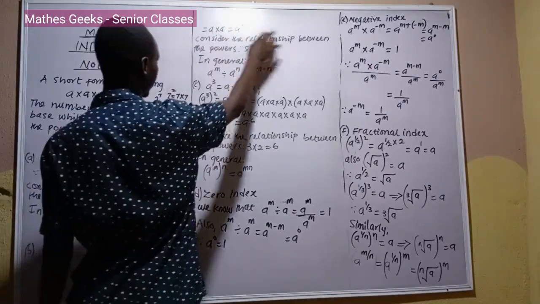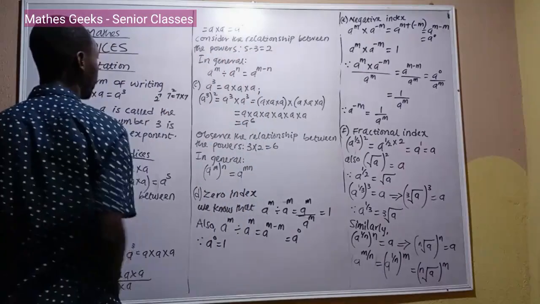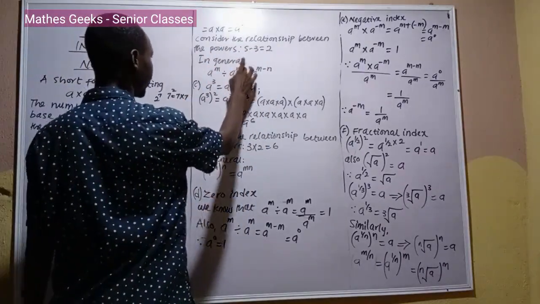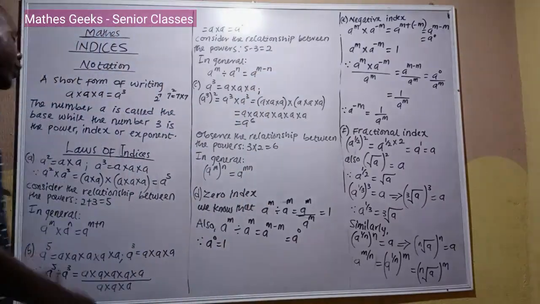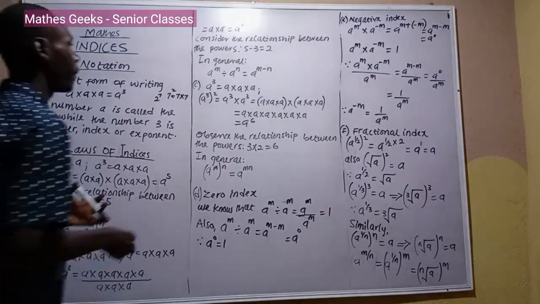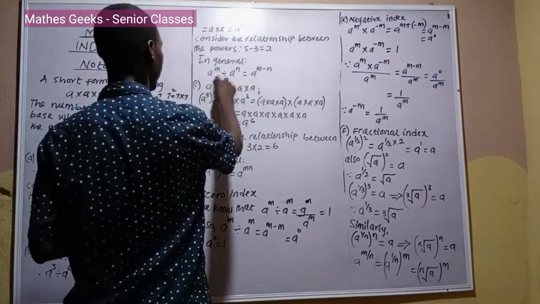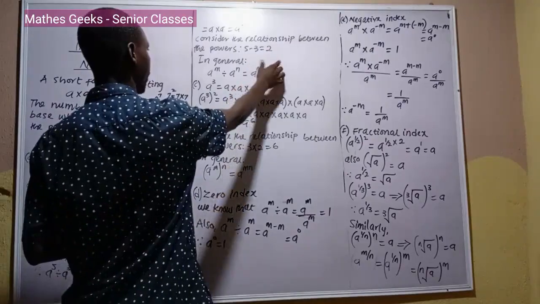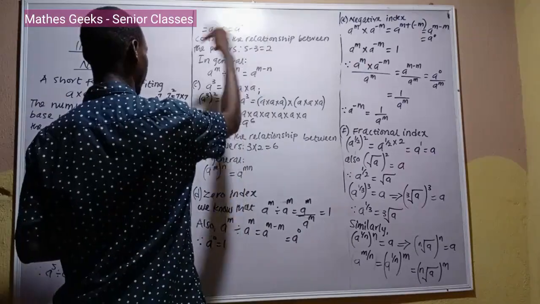Now consider the relationship between the powers. 5 minus 3 is equal to 2. So in general, a raised to m divided by a raised to n is equal to a raised to m minus n. What this tells us is that whenever the bases are the same and the operation is division, all you need to do is to subtract the indices. So you pick one of the bases and then raise it to the value you get when you subtract one exponent from the other exponent.